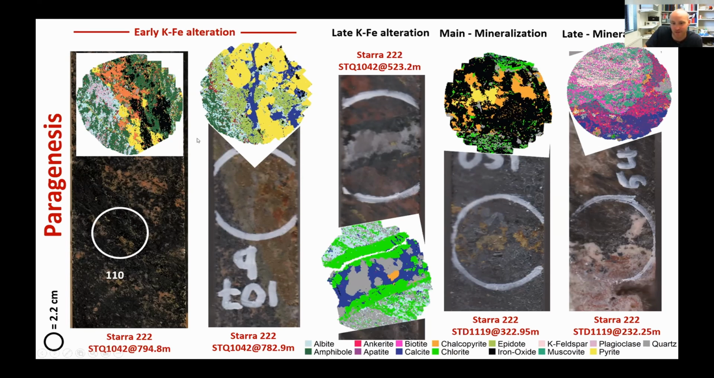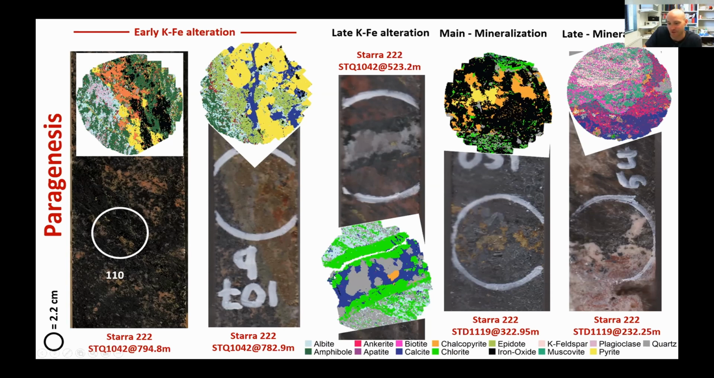If you go a little bit later or progress through the paragenetic stage, we see that there's epidote coming in with large euhedral pyrites. There's some calcite, still a little bit of magnetite here in black, and some amphibole left. And dark red color is K-feldspar. We're relatively deep down below the ore zone at Starra 222.